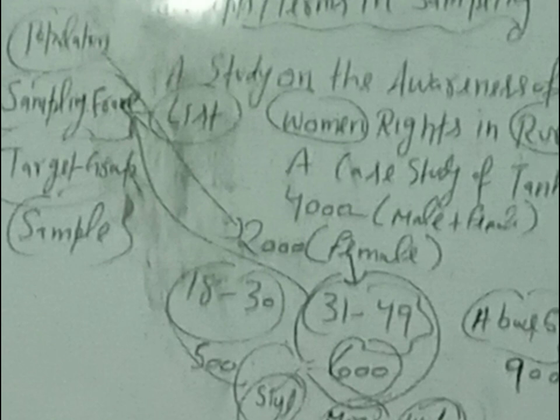Our study is what? Our study is about women. Right? So women is how many? 2,000 out of 4,000. So our population is 2,000. So that is population. Okay?